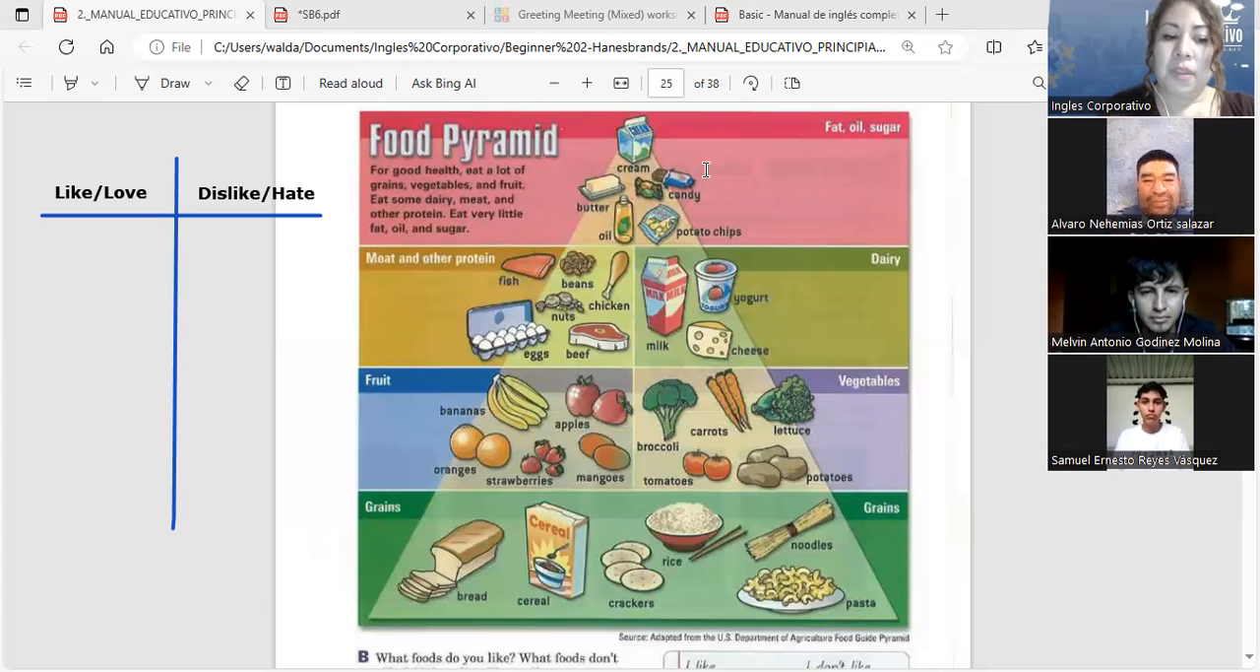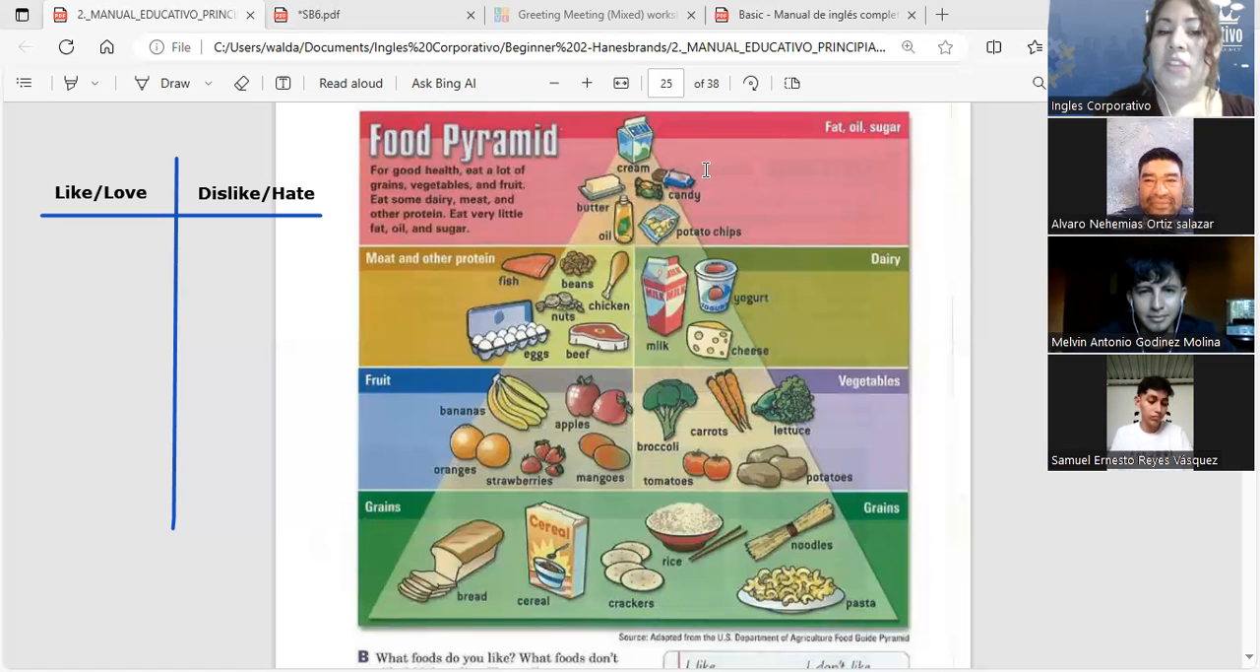Chicken, nuts. Fish. Beans. Proteins. Oh, proteins. Beans. Yeah, como beans. Que era el doctor Dengs. Así decía yo, como que era la persona que estaba hablando. Pero es beans. Yes, beans. Okay, very good, excellent. Thank you, Alvaro.